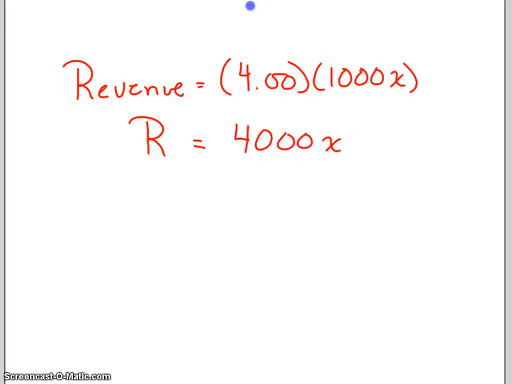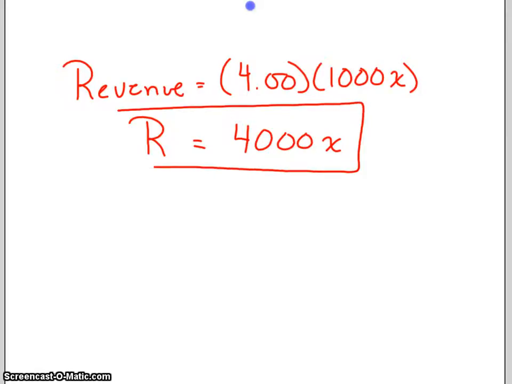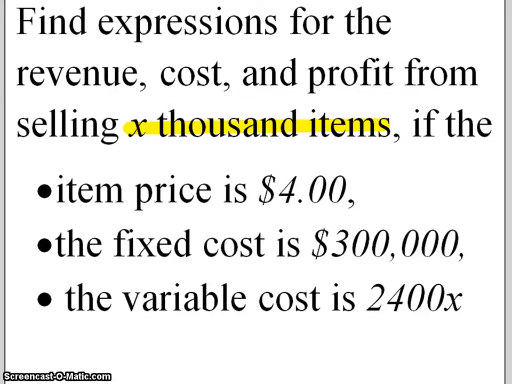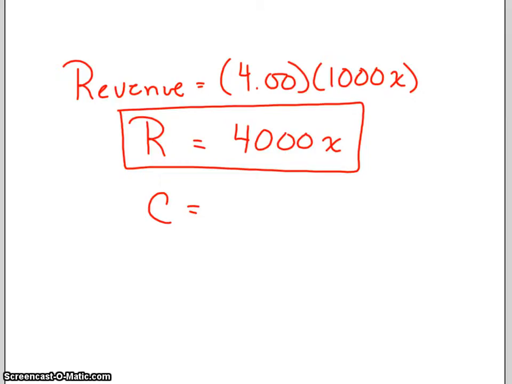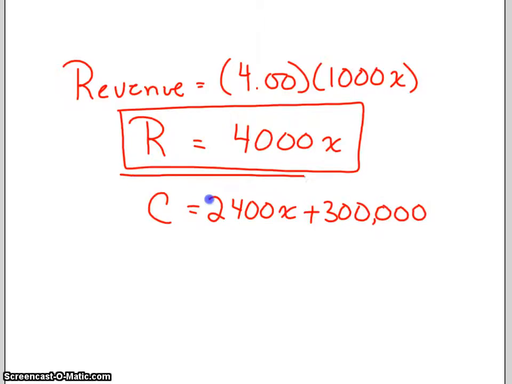Now your cost, because they want expressions for each of these. Your cost consists of two parts, a variable cost plus a fixed cost. They give us the variable cost and they give us the fixed cost. So it's variable cost plus fixed cost: 2,400x plus 300,000. So there's our cost expression.